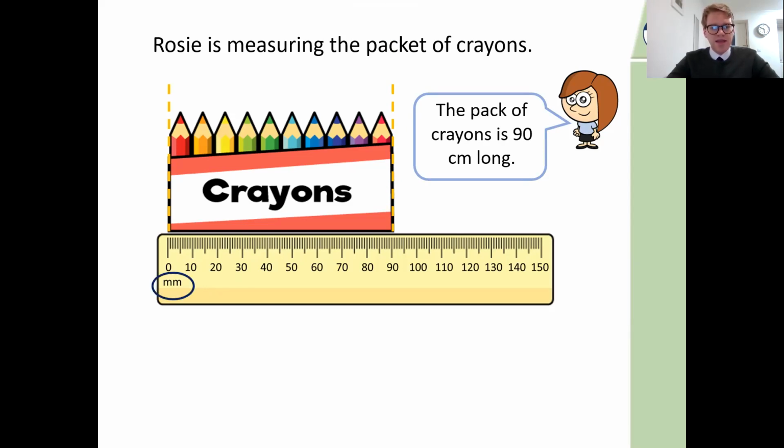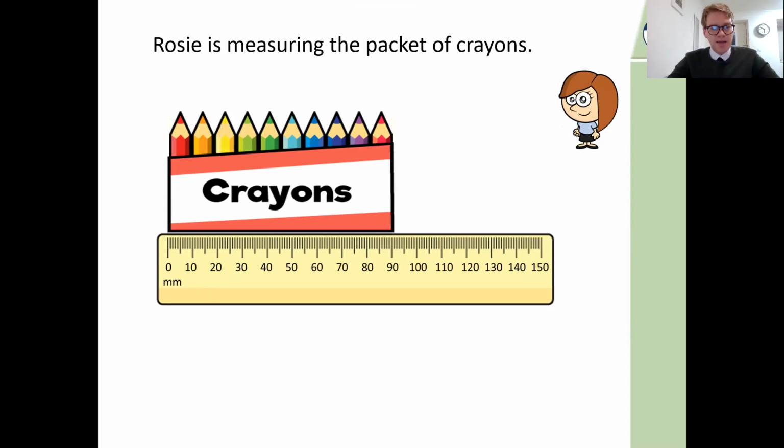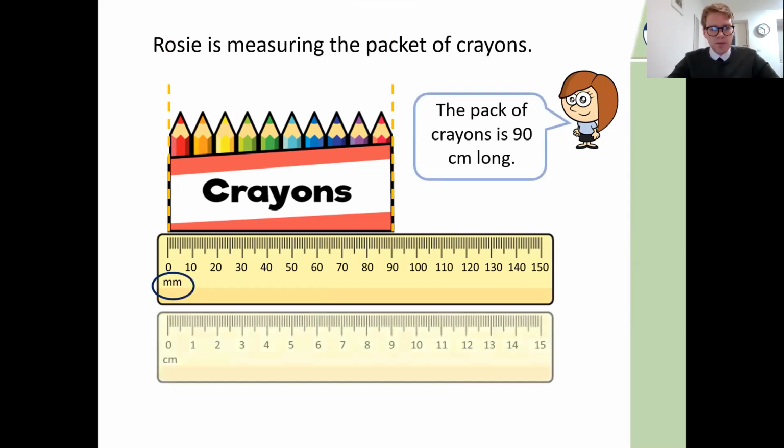So let's have a think then. How many millimeters are there in 1 centimeter? You might remember there's 10. And we can see that a bit more clearly here. Let's just go through that once more. If I match these rulers up together, you can see that 10 millimeters is the same as 1 centimeter. And so your 90 millimeters are equal to how many centimeters? It's 9. So 90 millimeters, that's the same as 9 centimeters.